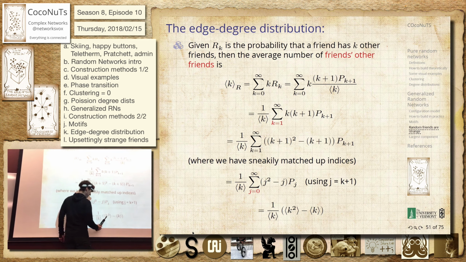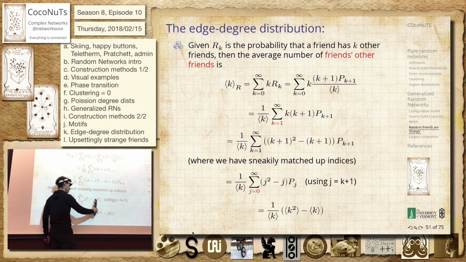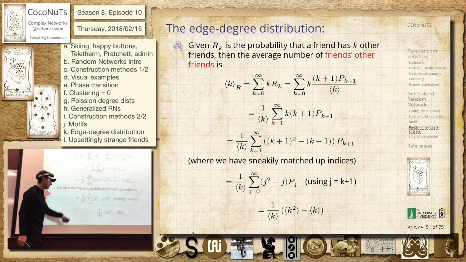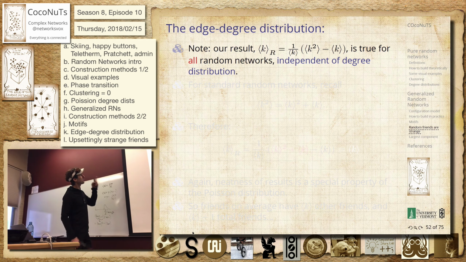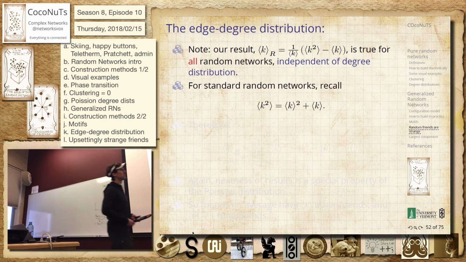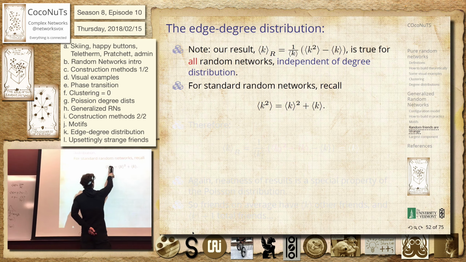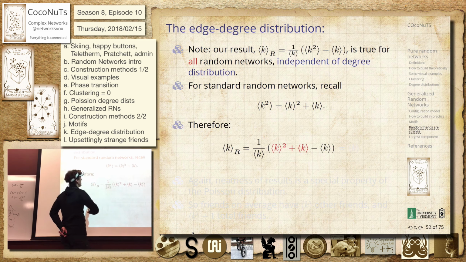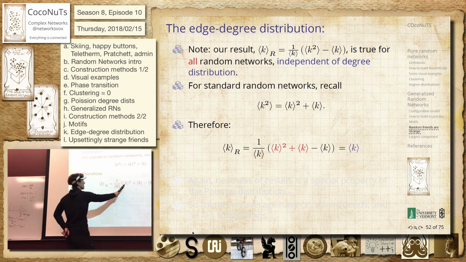Okay, so what do we have? We have a j squared and a j, p_j, so this is going to be the second moment minus the first moment. And we had this beast out the front. Okay, so I've just repeated up there. It's true for all random networks. This is not about degree distribution. For the standard random networks, we have this piece, right? This is for Poisson degree distribution. We had the second moment is the first moment squared plus the first moment. So if we stick that in, we get this kind of funny result.